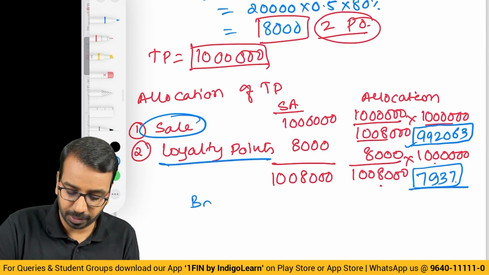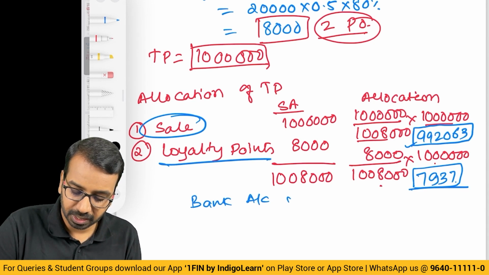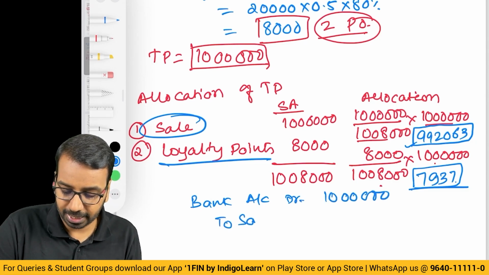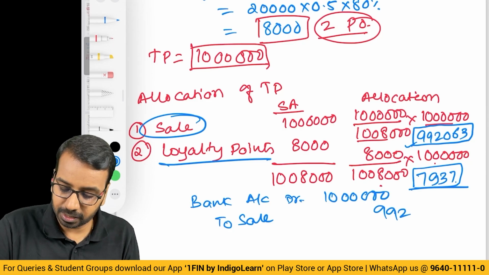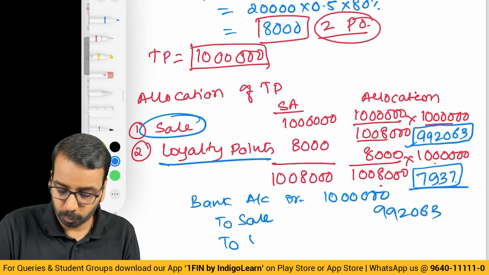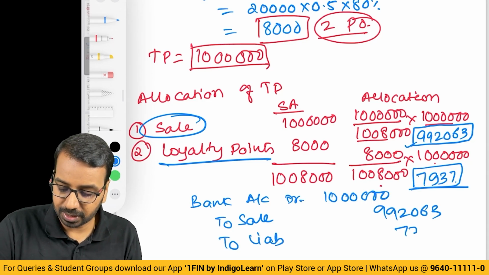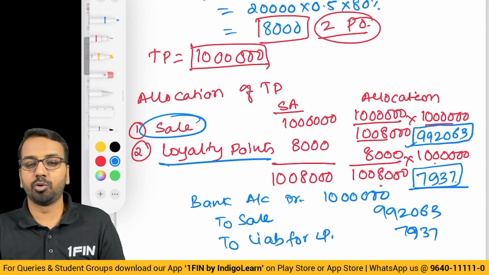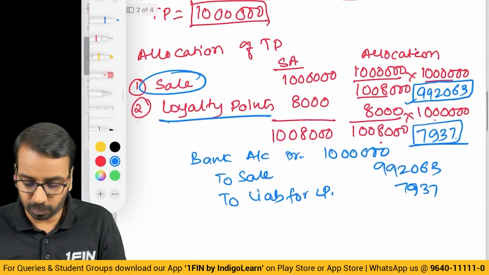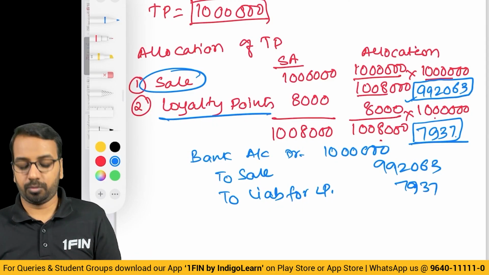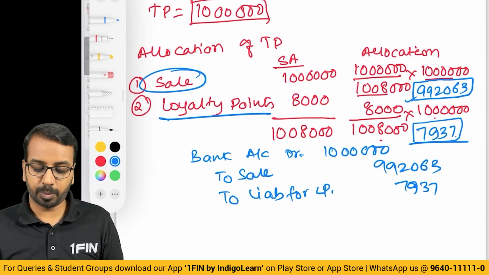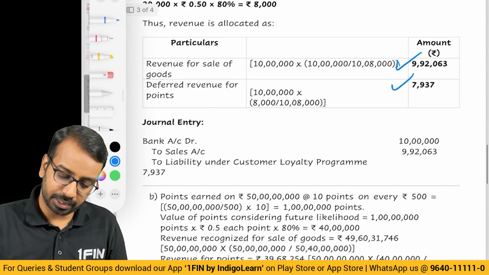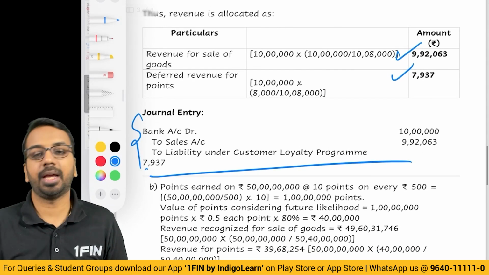So the entry would be: bank account debit 10 lakhs, to sale 9,92,063, to liability 7,937. Sorry, please write liability for loyalty points. Just don't write plain liability. The entry is asset account debit to provision account, so instead of writing PPE, that should not be done. Okay, so this is the first one, 9,92,063 and 7,937, and this is the journal entry.